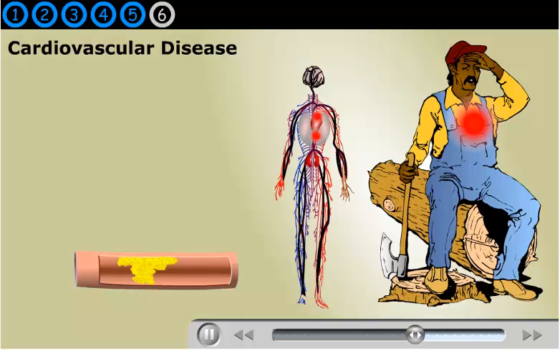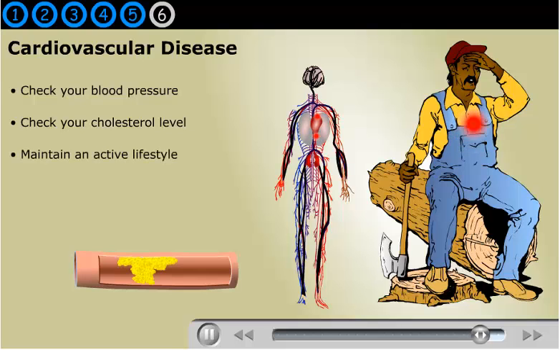Cardiovascular disease is the major cause of death in most developed nations. Heart attacks and strokes are both produced by a buildup of tissue inside arteries, which interferes with blood flow to the heart itself, producing a heart attack, or to the brain, resulting in a stroke. Although cardiovascular disease is a cause of dying of old age, millions of people die needlessly each year because they fail to reduce their risk factors. It isn't difficult to reduce your risk of dying from heart disease. Check your blood pressure and cholesterol level regularly. Maintain an active lifestyle, watch your weight, and don't smoke.